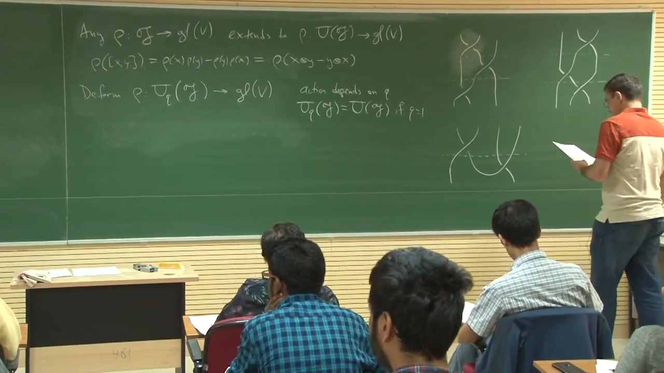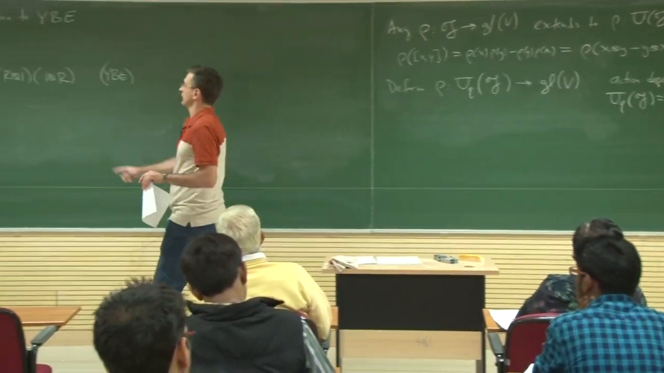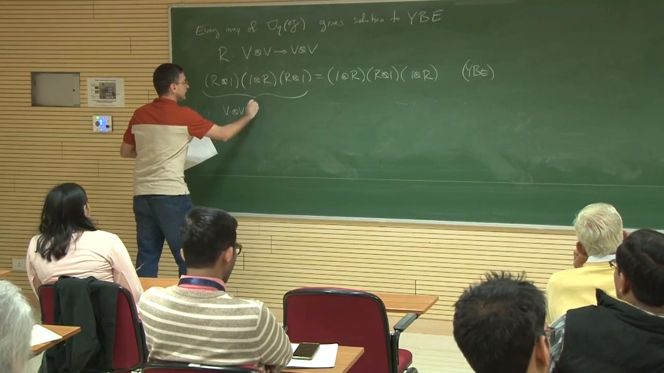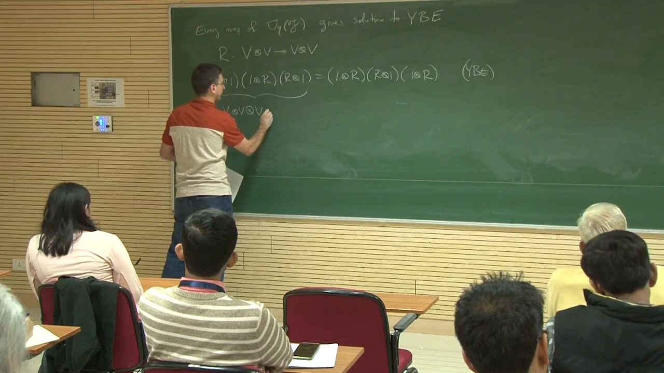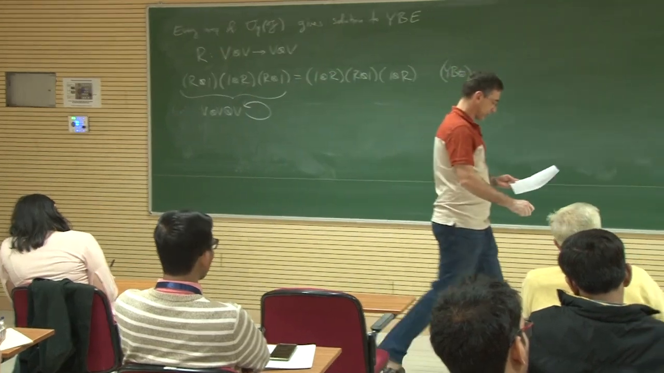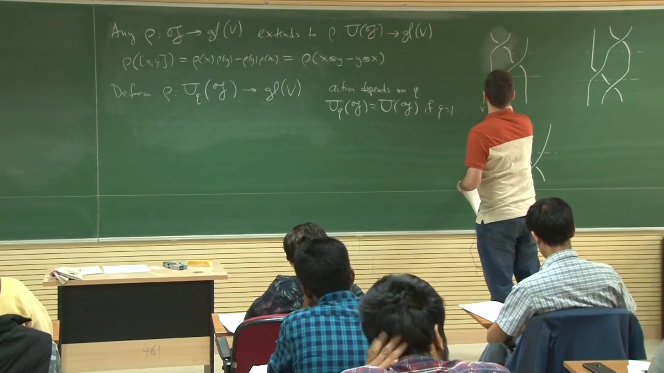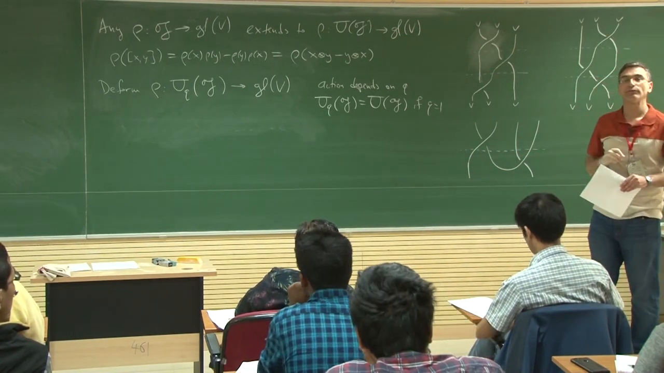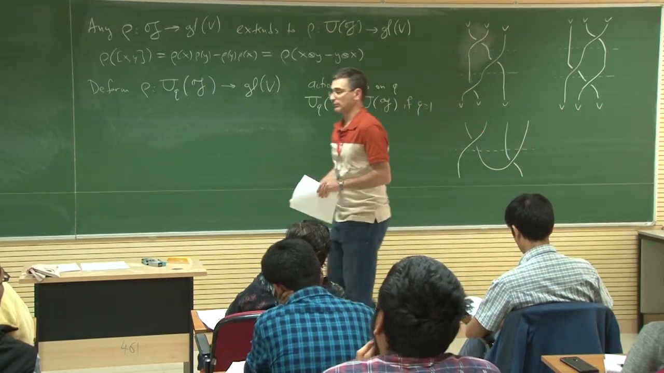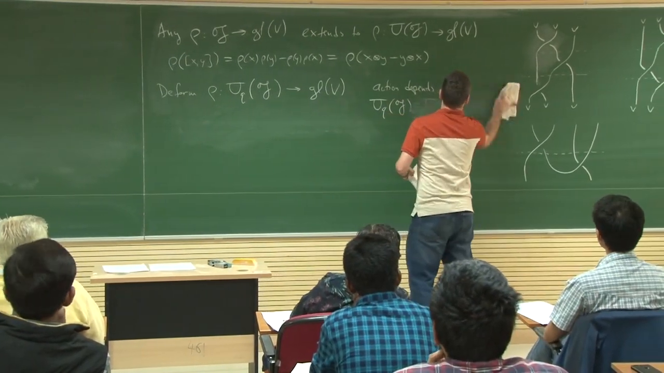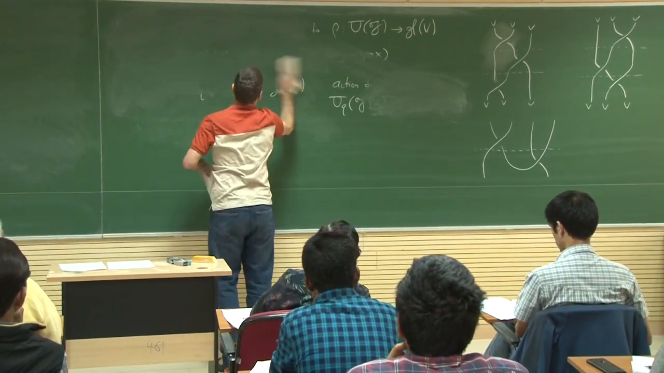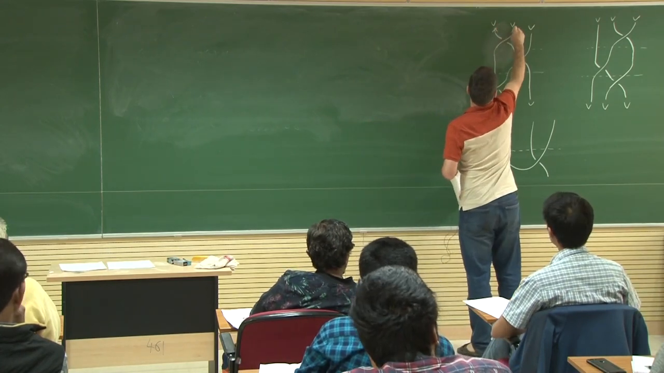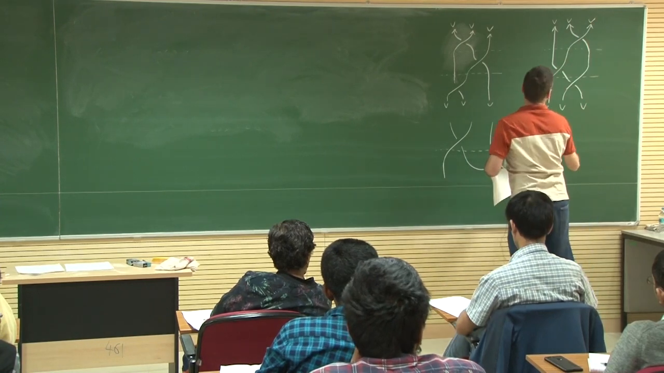Each of these sides, the left-hand side and the right-hand side, is a transformation from V tensor V tensor V, a threefold tensor product, to itself. So this threefold tensor product can be seen graphically. Here's what we're going to do. We're going to put V's here, the threefold tensor product, and we're going to pick a direction. We're going to flow up. We're going to orient our strands to go up here.